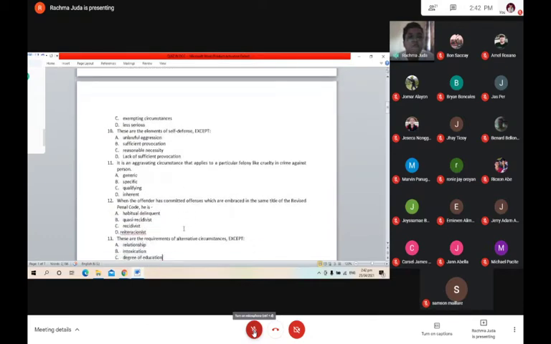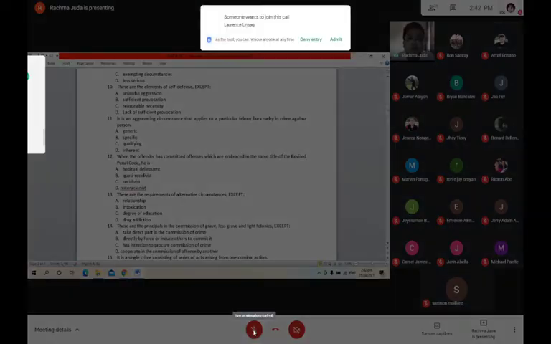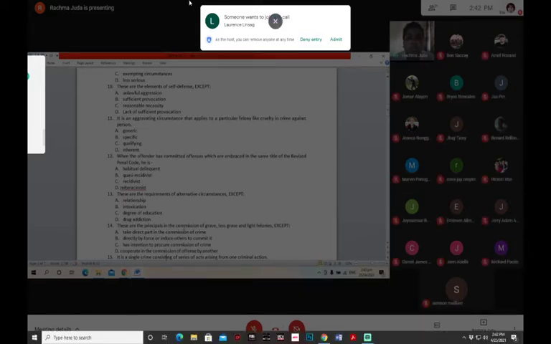Next, number 10, these are elements of self-defense. As you can remember, self-defense is under the justifying circumstances. I gave you a mnemonic for this, right? Self-defense has three elements. The mnemonic is URL. U stands for unlawful aggression. R stands for reasonable necessity. And L stands for lack of sufficient provocation. So the answer there is Bravo.